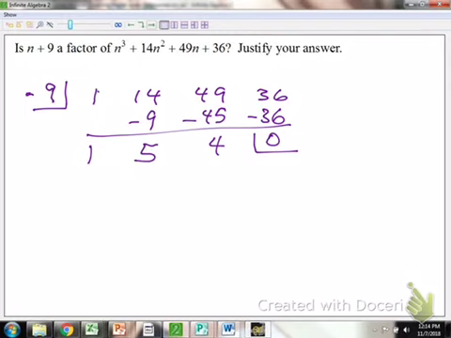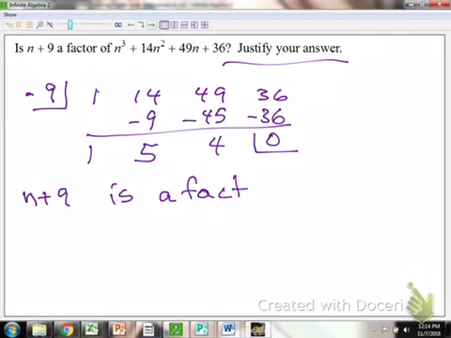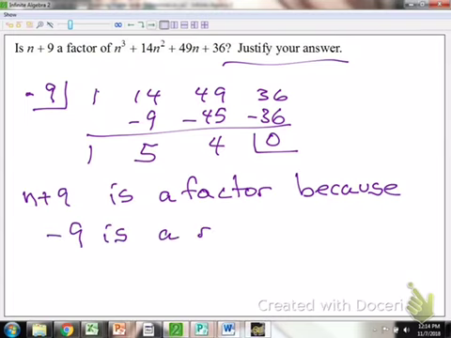Okay? So justifying the answer would say n plus 9 is a factor, and you could simply say that it's a factor because -9 is a root. You could say that, or you could say that our original polynomial is divisible by n plus 9, meaning that the remainder is 0.